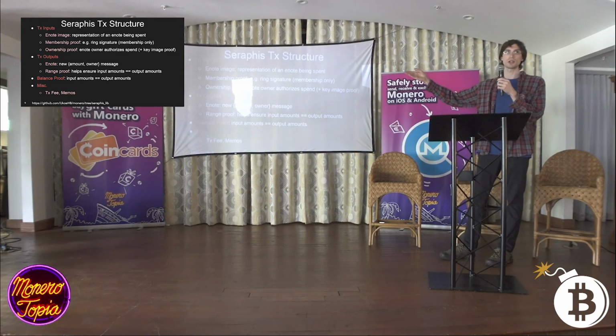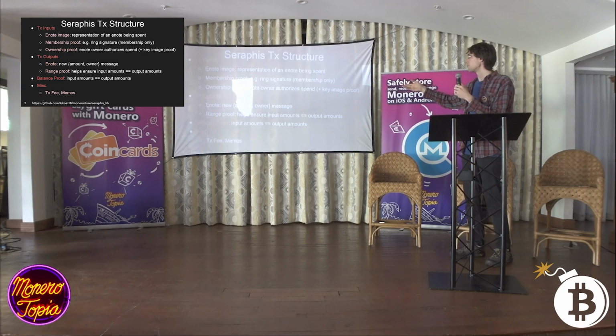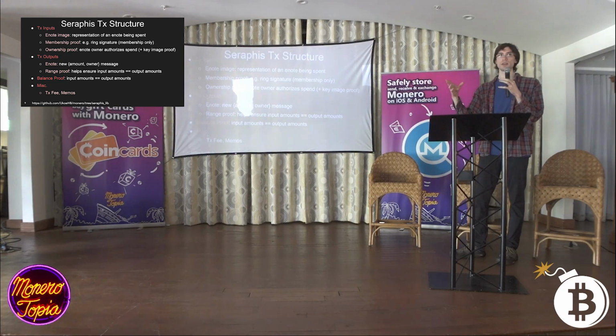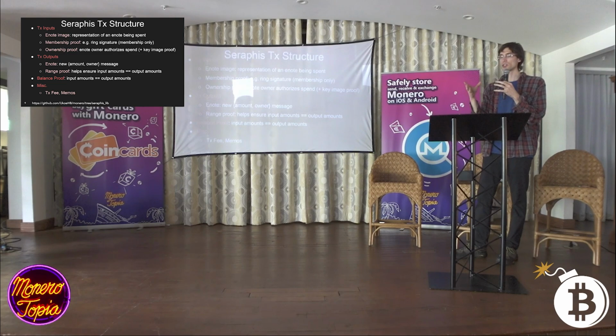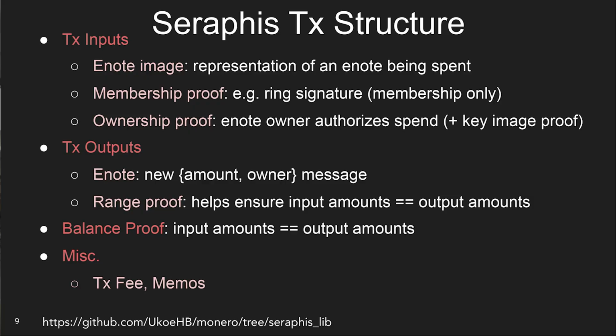And you can do these with ring signatures, just like we have with ring CT, but the structure itself is simpler because we're only doing membership proof. We're not doing anything else with this proof. We're just showing membership. Separate from the membership proof is the ownership proof, which is showing that whoever is making this transaction authorizes the spend of the e-note in the transaction input. Associated with this is the key image proof, which proves that the e-note you're spending hasn't been spent before, which I mentioned in the beginning.